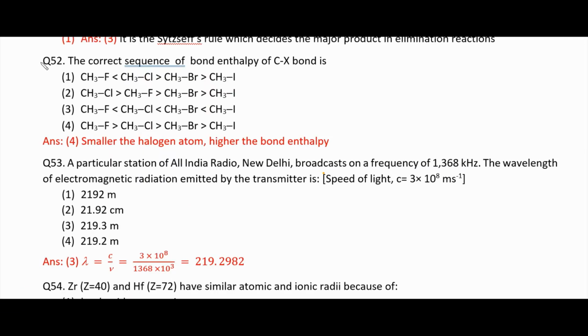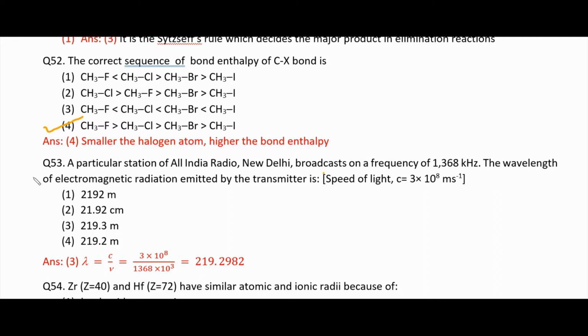Next question. Question number 52. The correct sequence of bond enthalpy of C-X bond, carbon-halogen bond, is. If we go through the options, we find that option 4 is correct. This is because the smaller the halogen atom, the higher the bond enthalpy.